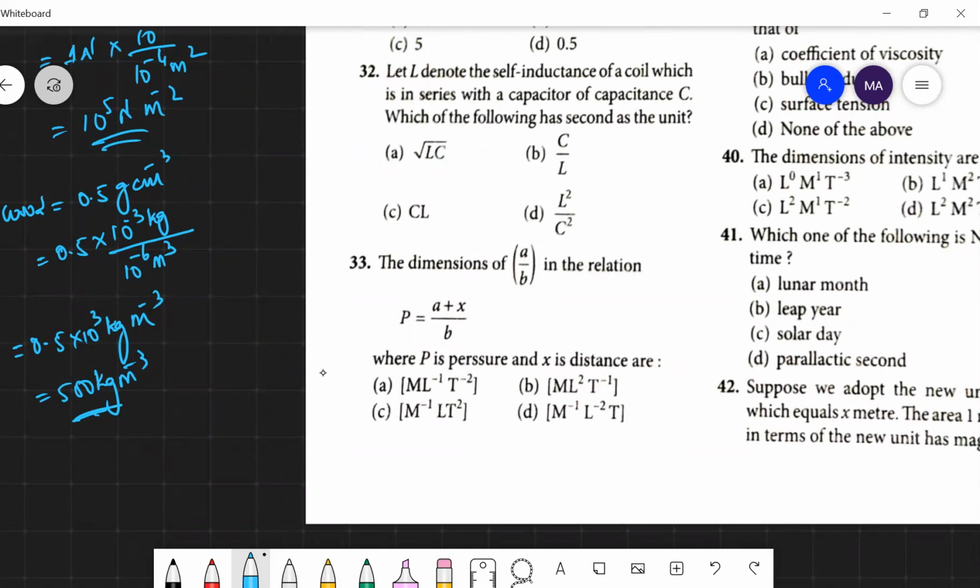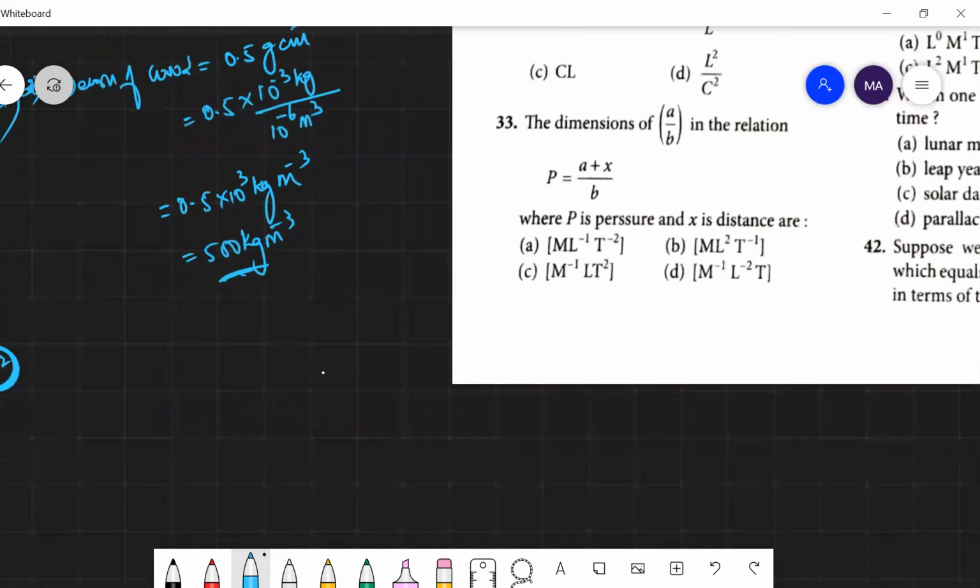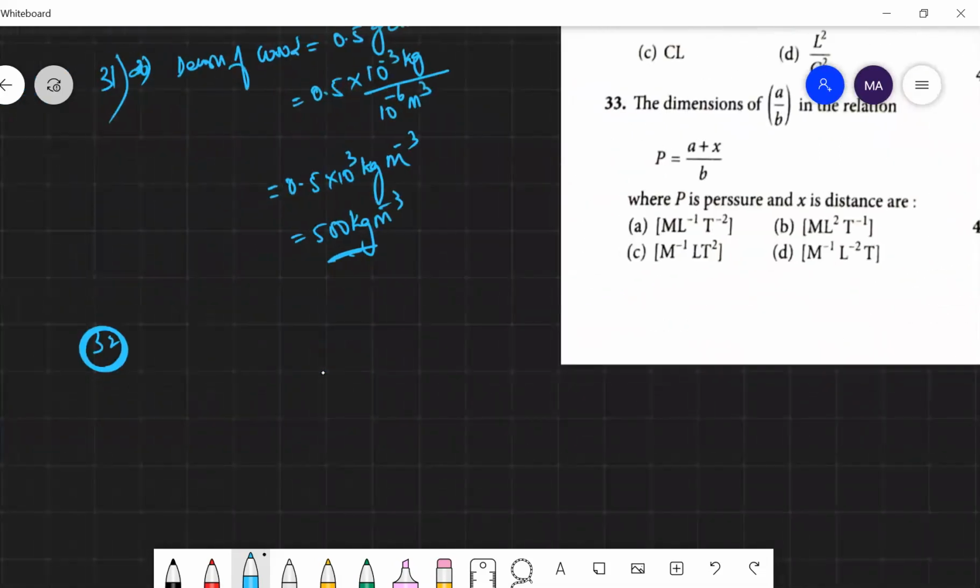See, for this one, you need to have the dimensions of C and L very clearly. So I'll try to derive it right now. For 32, in electromagnetic induction, EMI, we have learned a formula: E is equal to L into dI divided by dt. So from this one, I can get the value of L, beta. So L will be equal to E divided by dI by dt. So E is nothing but work divided by charge, and dI by dt is nothing but what for me?